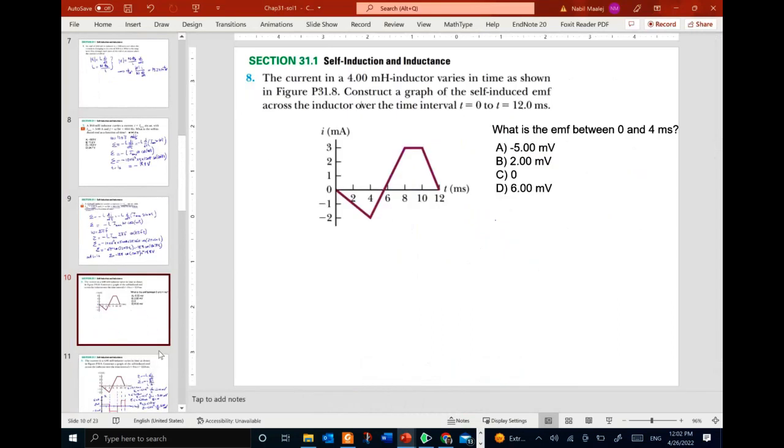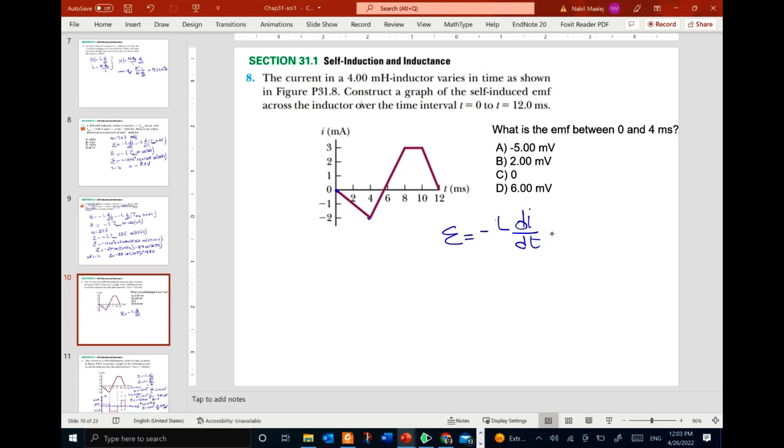Okay, so here we have a current in a 4 millihenry inductor that varies in time as shown in the figure. So this is the variation of current with respect to time. Construct a graph of the self-induced EMF across the inductor over time between t equals 0 and 12 milliseconds. Well, we don't want to do the whole thing. So the equation is minus L di/dt. So di/dt is a slope. Okay, so what is the slope here?